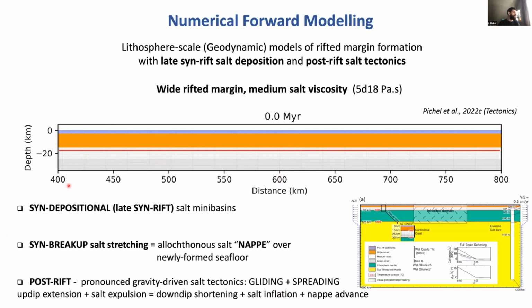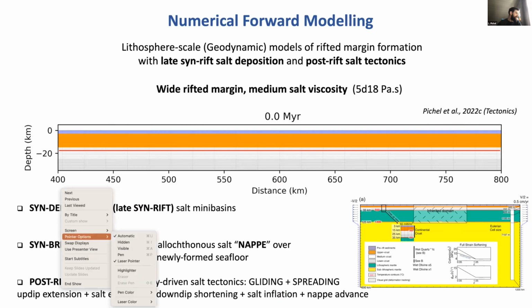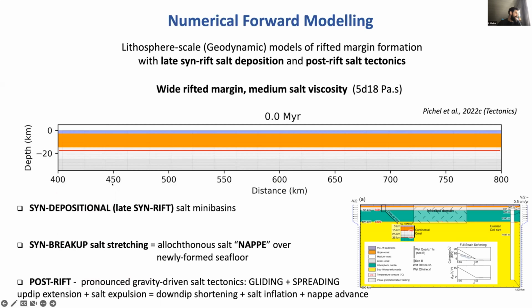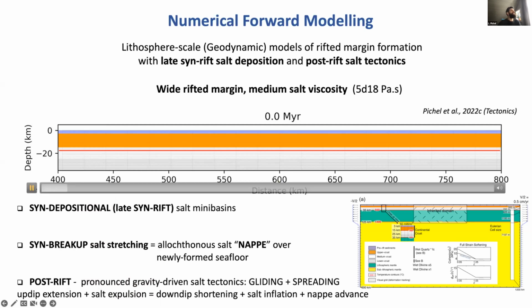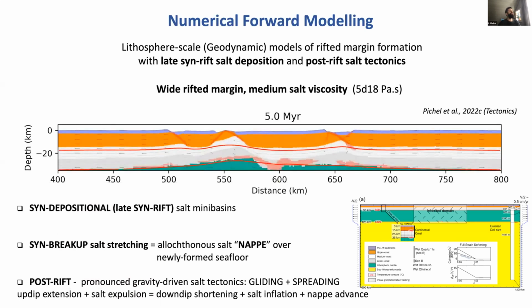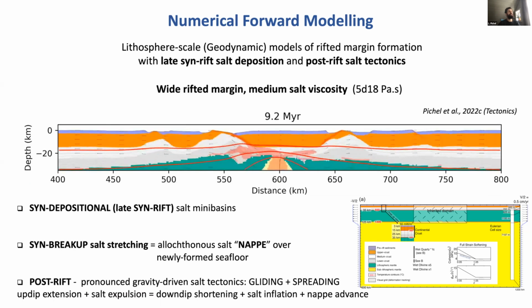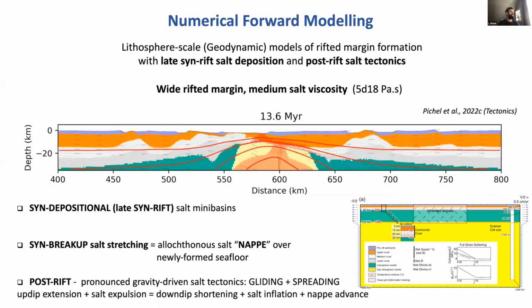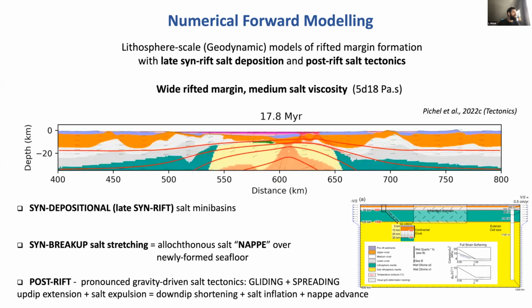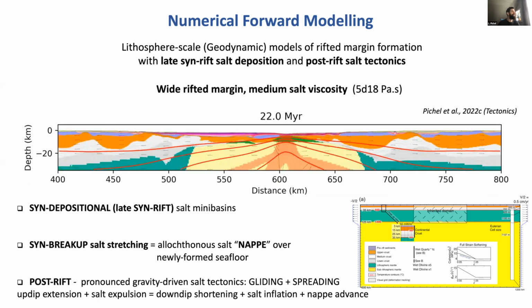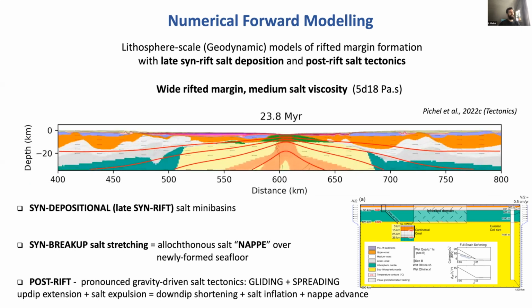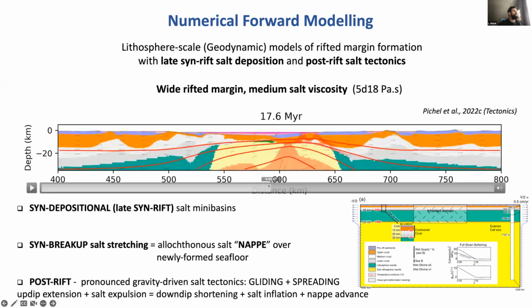So I'm just going to run this video if I manage to. Yeah. So this is a model of a wide rifted margin formation where we deposit the salt at the very final stages of rifting. We have very thin rift sedimentation, so it's hard to see at this scale. But we have about 3 kilometers thick salt. I think the video just froze. So I'm going to run it again. I actually can stop here.